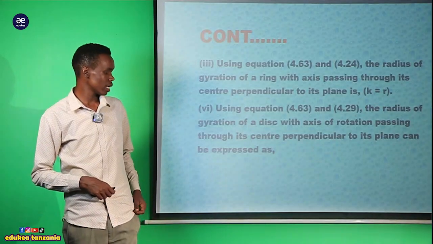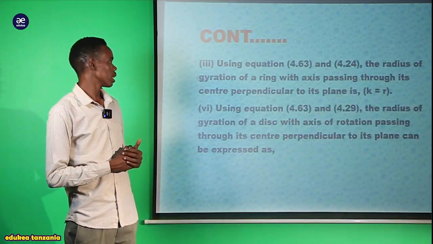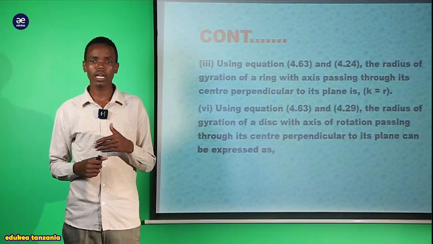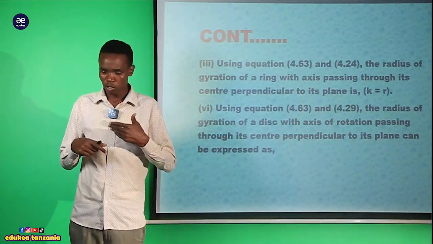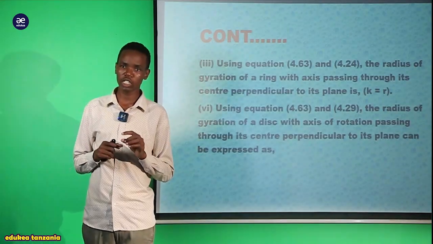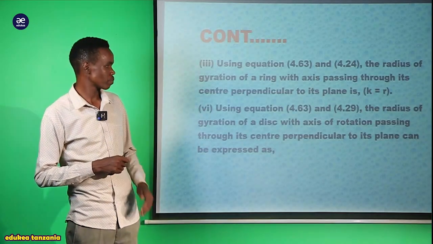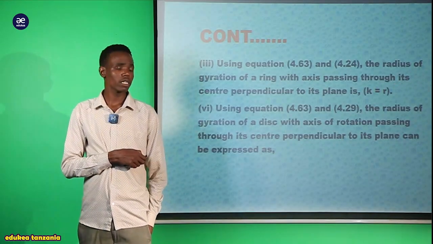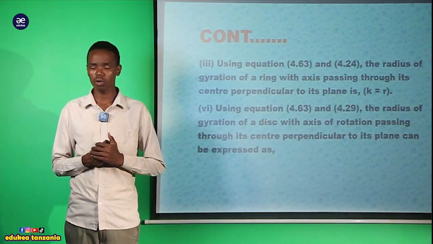So after this one, let us proceed to Roman 3, where we were asked to derive the formula for obtaining the radius of gyration for the uniform ring. So how do we get the formula that we can use to find the radius of gyration for the uniform ring? This is what we are going to observe here. The radius of gyration of a ring with the axis passing through it perpendicular to the plane must be equal to this one.